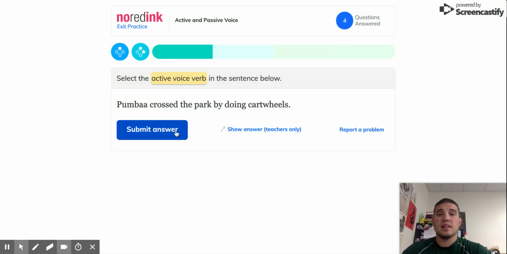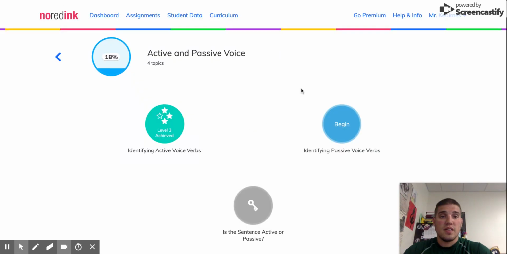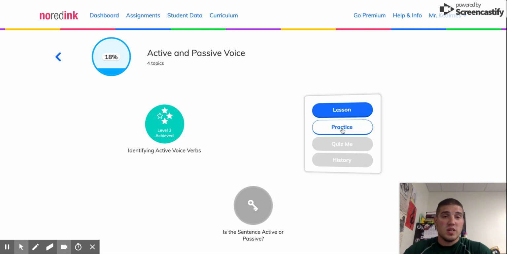Boom, correct. Okay, Pumbaa crossed the park by doing cartwheels. Okay, this is tough because we kind of have two things going on here, and there's that tricky word by. But think about the subject. Is the subject doing or is something being done? All right, Pumbaa crossed. That's doing. So I submit. Boom, complete. All right, so if I go back to my regular screen here, then we're going to look at passive voice verbs. Same thing, just practicing.